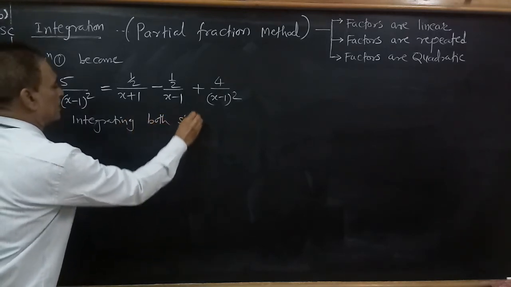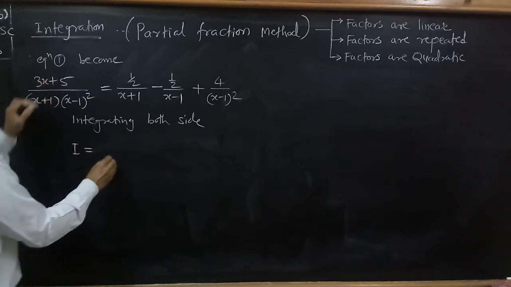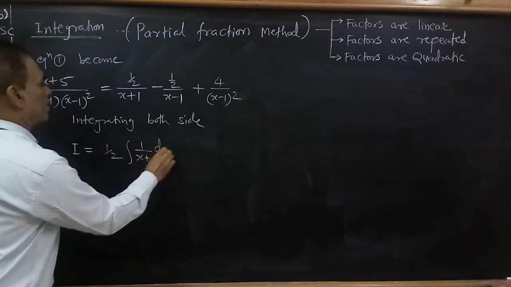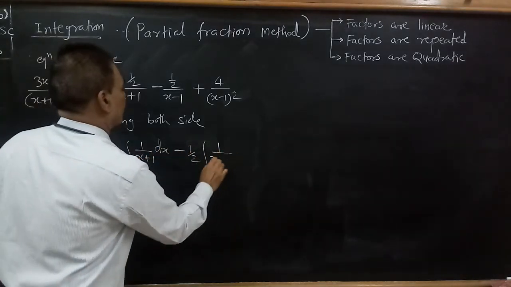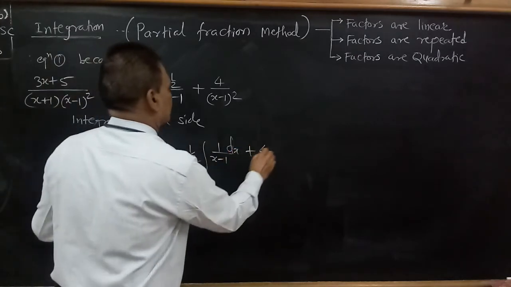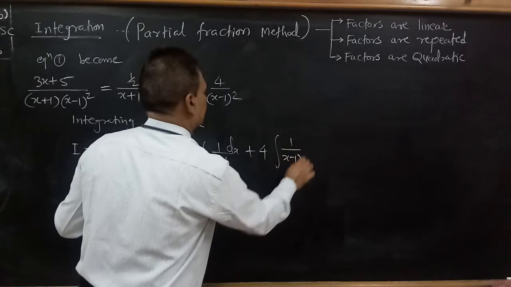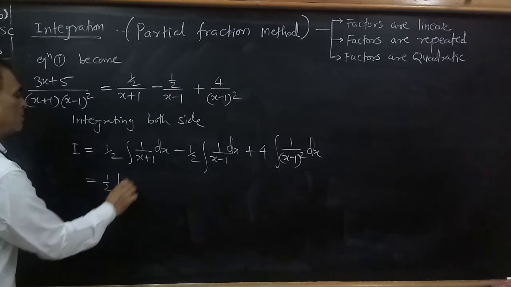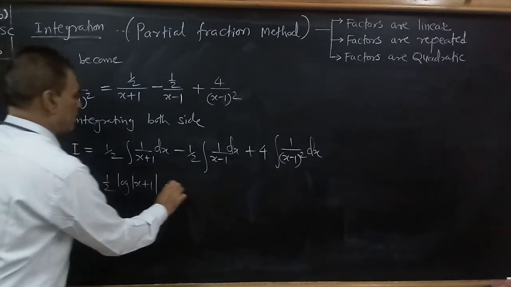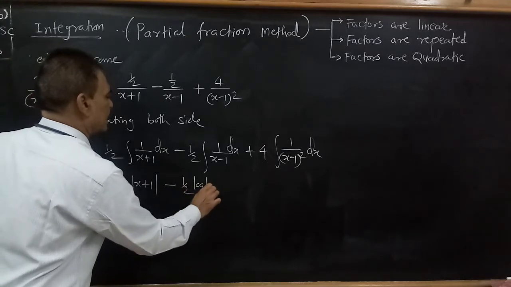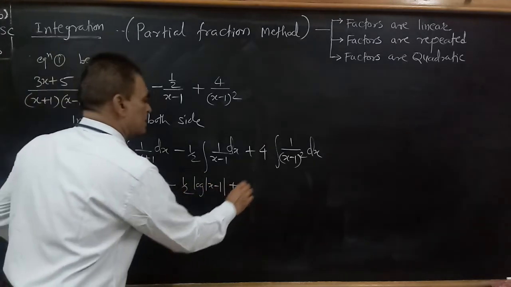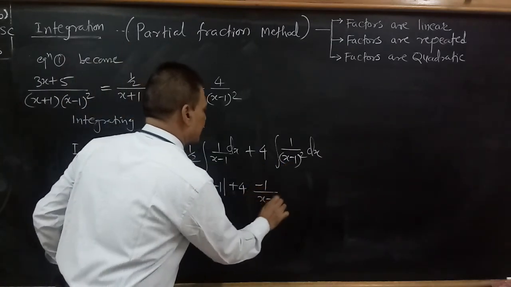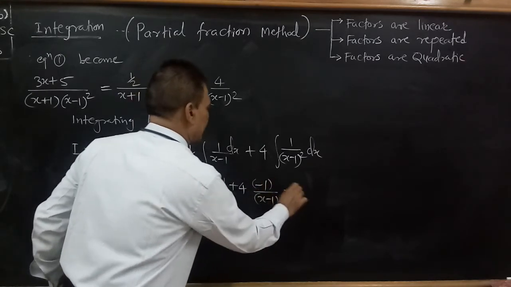you will get, in the left hand side, I is nothing but, here the constants of integration are taken outside the integration. Here also, and here also 4 times 1 divided by (x minus 1) whole square into dx. And taking integration, you will get 1 half log of mod of x plus 1 minus 1 half log of mod of x minus 1 plus 4 as it is. And what about the integration of this? You will get minus 1 upon x minus 1. Try to understand, plus c.